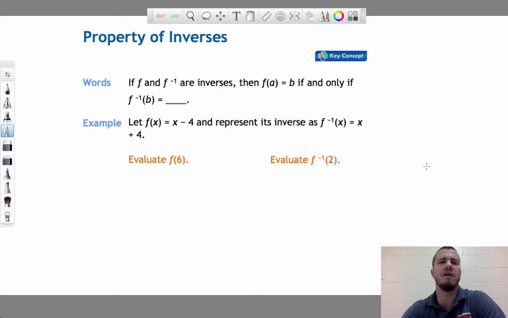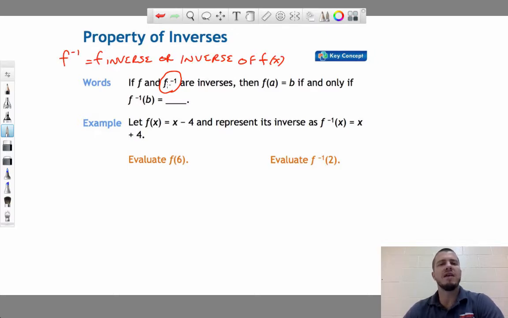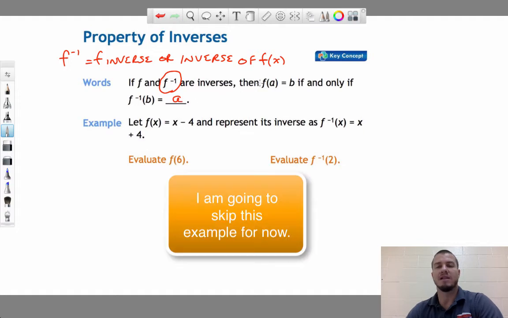So here's some properties of inverses. The way you write the inverse of f of x is f raised to the -1. What that means is f inverse, and that would be referring to the inverse of the f of x function. If f and f inverse are inverses, then f of a equals b if and only if f inverse of b is equal to a. And basically it's saying your x's and y's switched.